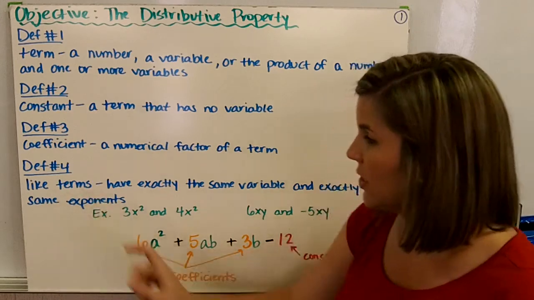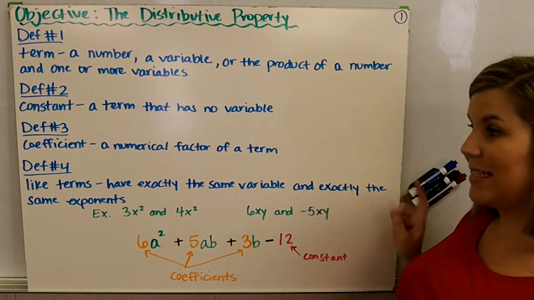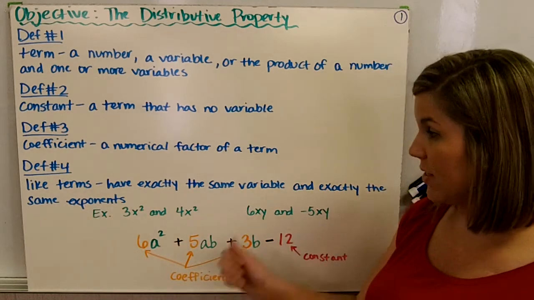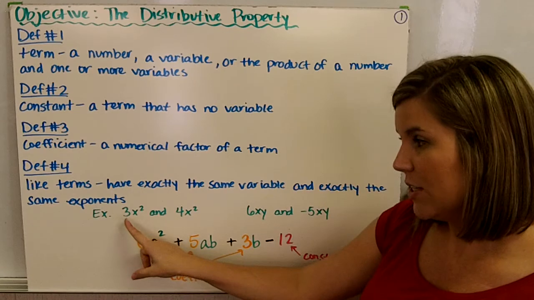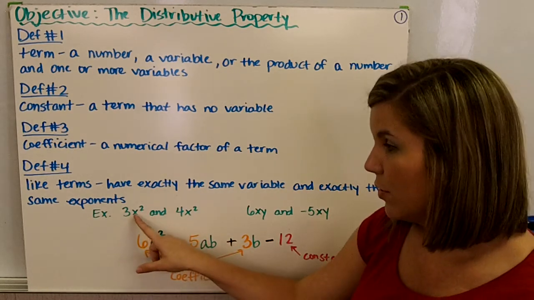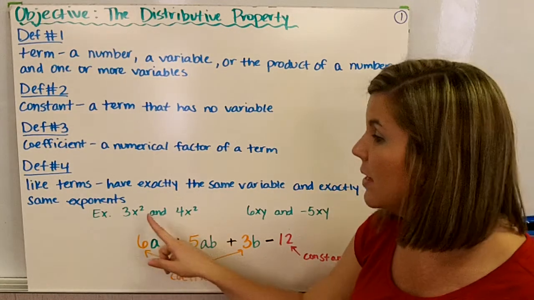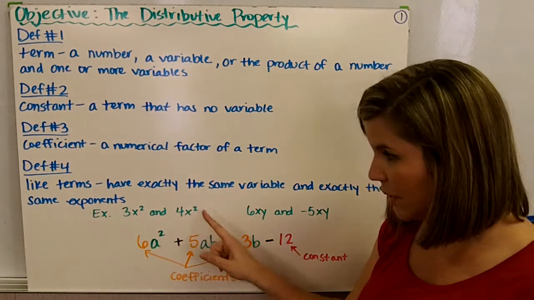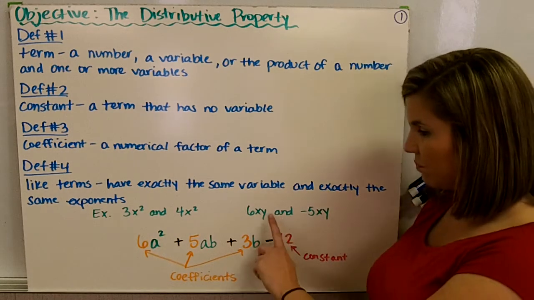Definition number 4, like terms. They have exactly the same variable and exactly the same exponents. Variables have to be the same, exponents have to be the same. So, for example, 3x squared and 4x squared. X and x, the variable is the same. To the second power, exponents are the same. So these are like terms.